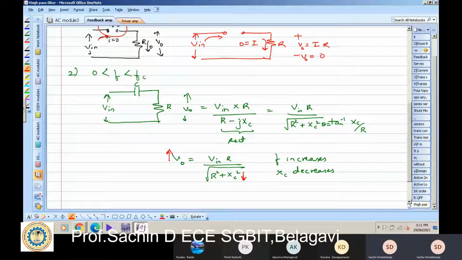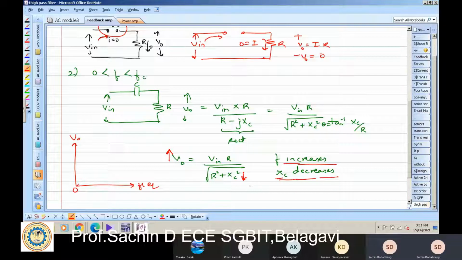So what happens to your curve now? For zero frequency, the output voltage was 0. So when I go on increasing this frequency, XC went on decreasing. If capacitive reactance decreases, it means it is allowing more and more current to flow through it.